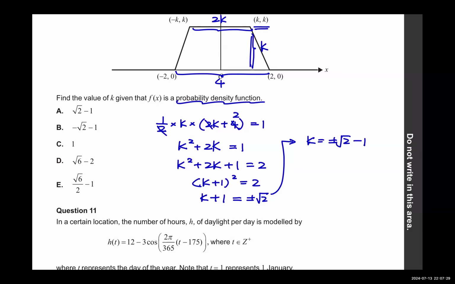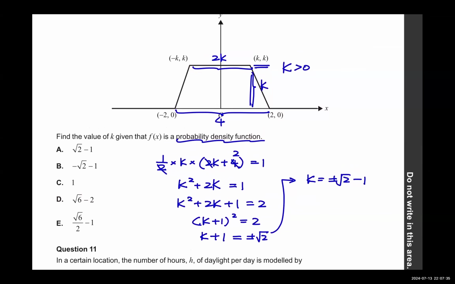But based on the graph here, k is greater than 0 because it's on the right-hand side of the y-axis, and k is in the first quadrant. Therefore, k should equal root 2 minus 1 only. Option A is the correct answer. All right, so that's question 10, and we can look at question 11.